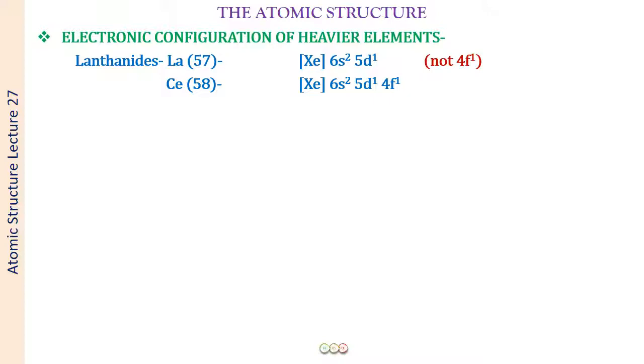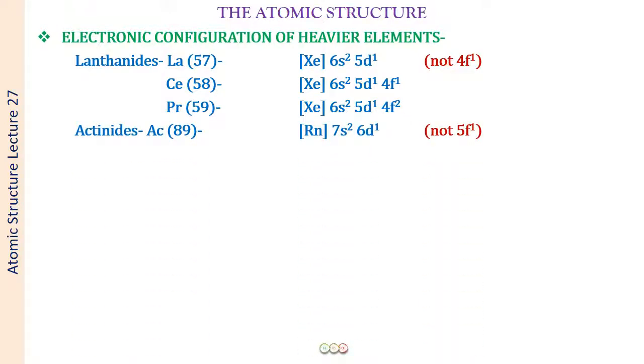Next we have cerium. Cerium has atomic number 58. So here, after one electron has already gone into 5d, the filling will start in the 4f orbital and it will have one electron in 4f. Similarly, the next element is going to have an electronic configuration of 5d1 4f2.